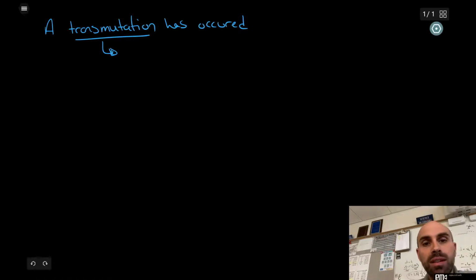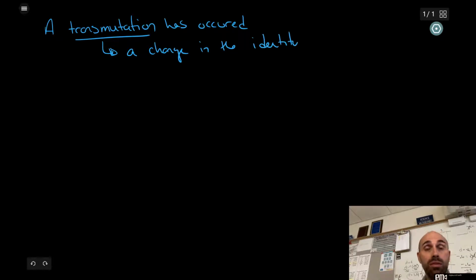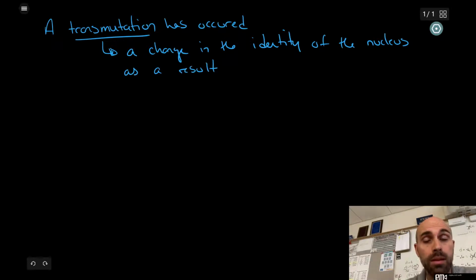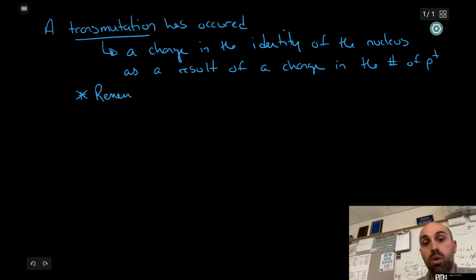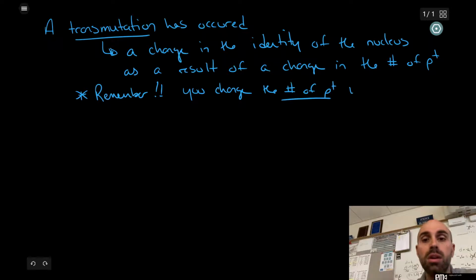Well, a transmutation is a change in the identity of a nucleus, and it's due to a change in the atomic number. Now, please remember, if you change the atomic number, you are changing the atom. There's no ifs, ands, or buts about it. You are changing the atom. Remember, important. You change the atomic number, change the protons, you change the atom. Very important.